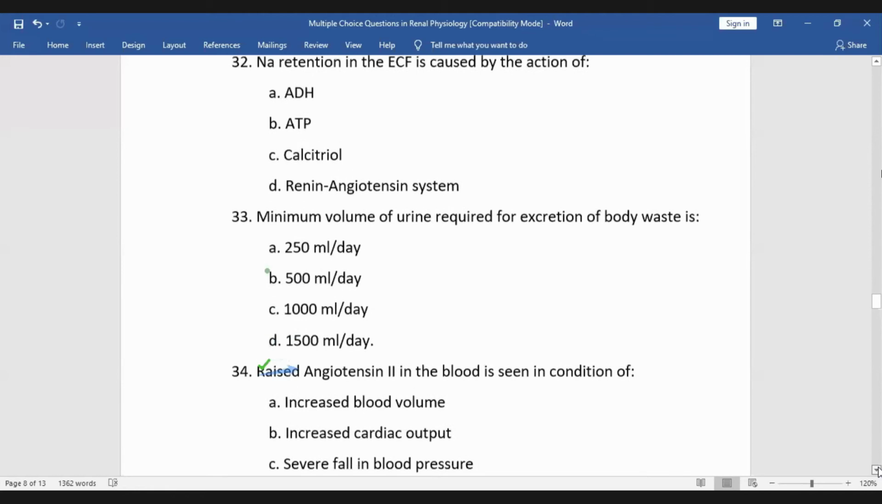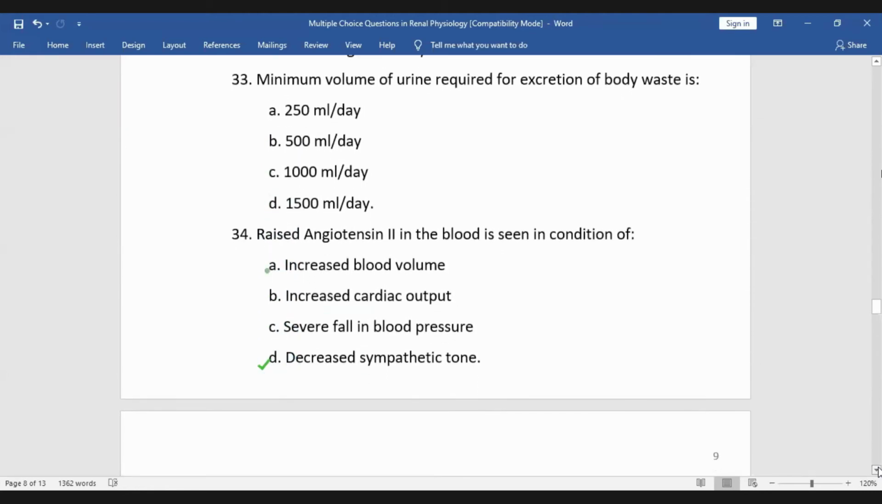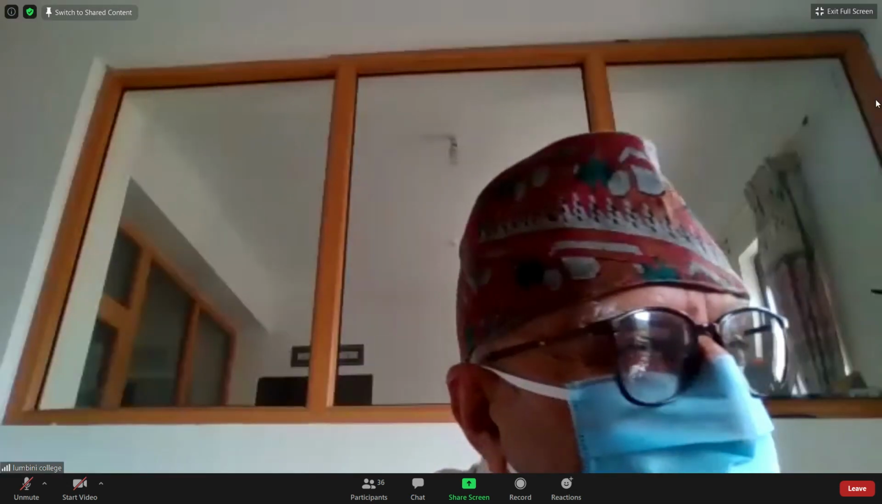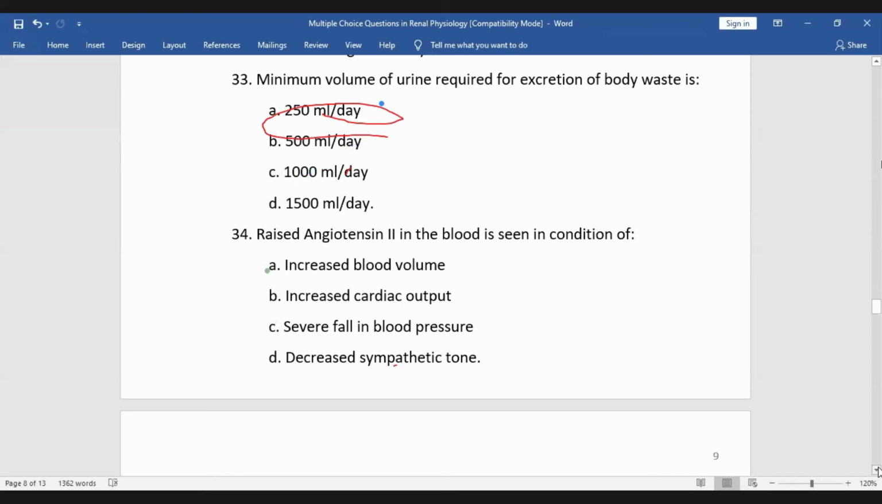Minimum volume of urine required for the excretion of waste products is how much? How much minimum? 500 ml per day. Minimum amount I am talking about. It cannot be 250, that is only urea. 500, yes, this is the correct answer. 500 ml of urine must be produced at minimum in 24 hours per day to excrete the waste products. That is the correct answer.